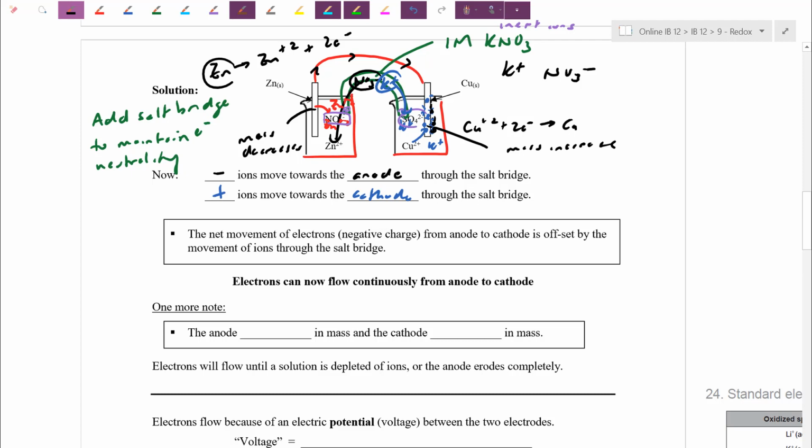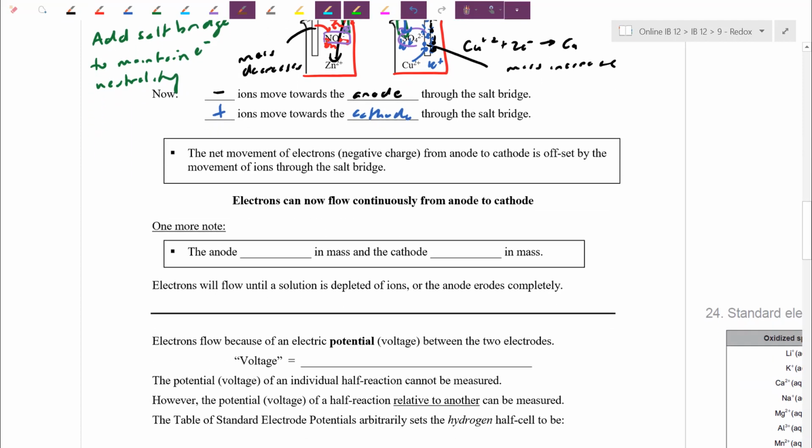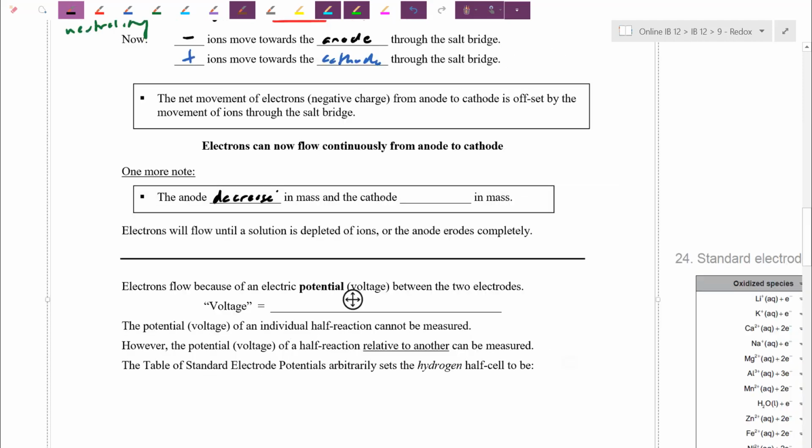Okay? One more note here. So the anode, in terms of mass, we just said it decreases in mass. We're losing solid zinc, whereas the cathode actually increases in mass this time because copper solid is actually plating out onto the electrode surface. Okay? Electrons are going to flow until the solution is completely depleted of ions, or until the electrode plate itself actually erodes. Tomorrow we'll flesh this out a little bit more here.